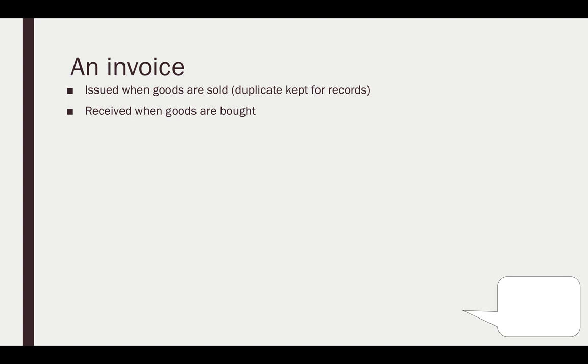Let's first have a look at what an invoice is. An invoice is going to be issued, as I mentioned, when we sell goods on credit specifically, because it indicates that an amount of money is owed for a sale of something. We are going to keep the duplicate for ourselves and issue the original to the other party. It's just polite to give them the original. When we buy goods, we would then receive an original invoice, as the duplicate would be kept by the seller.